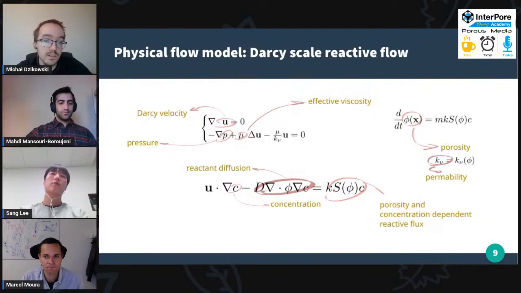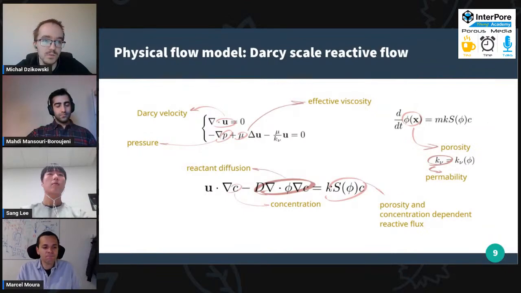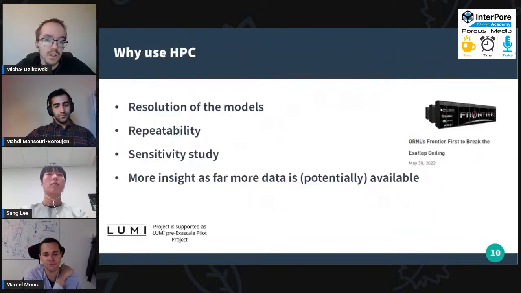We used a simple Darcy scale reactive flow model. So we assume that the flow and reactant transport are equilibrated in time much faster than the evolution of porosity. So the evolution of porosity is an actual evolution in time.